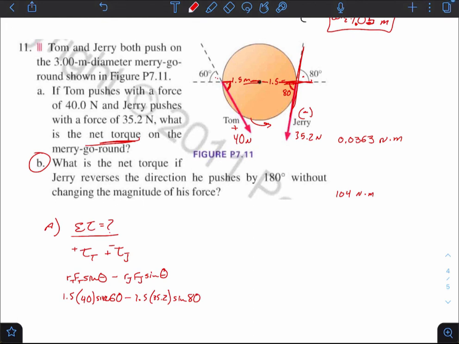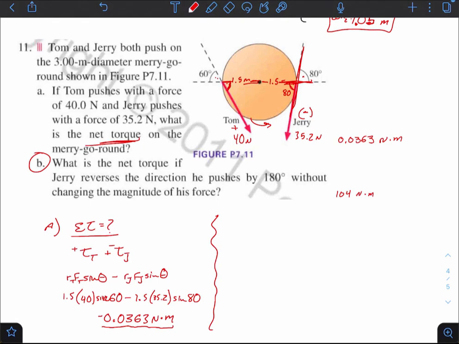1.5 times 40, and I'll plug this into a calculator. And when I do that, I get negative. Wow, Tom just barely, wait, no, Jerry just barely edged him out because it's a negative torque. So Jerry just barely wins. That's going to rotate clockwise. 0.0363 newton meters of torque. So that means it is going to accelerate in the clockwise direction. If it started from rest, it will speed up in the clockwise direction.